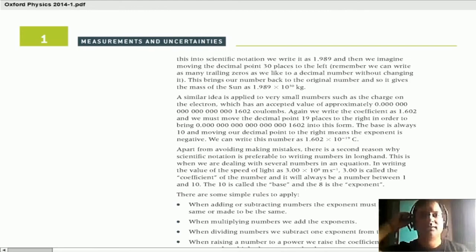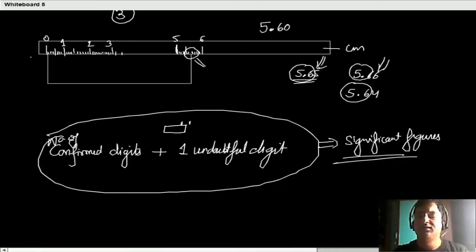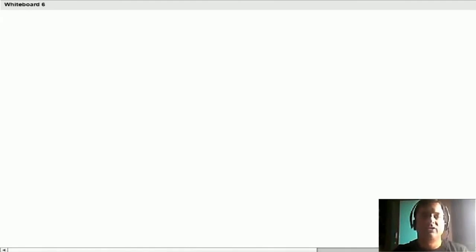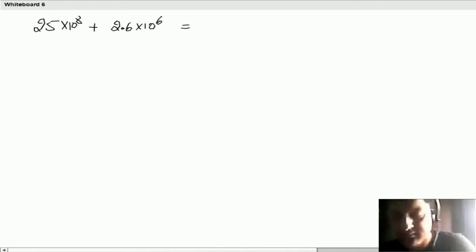Similarly here, if you see, this is 0.0001602. You don't write it like this. Instead, you write 1.602 into 10 to the power minus something. So 10 is called the base and 8 is called the exponent. I hope you know the rule for this exponent thing. Can you tell me what is 2.5 into 10 to the power 8 plus? Can you tell me how much is this? Yes, can you add this?